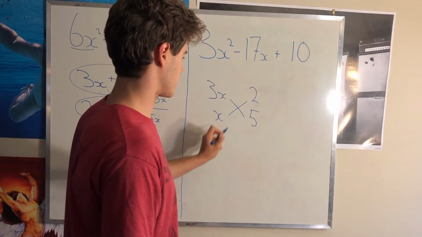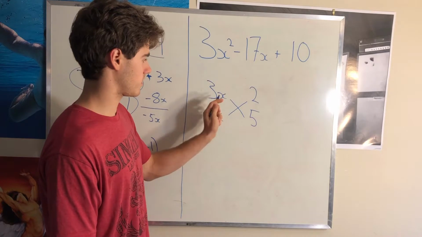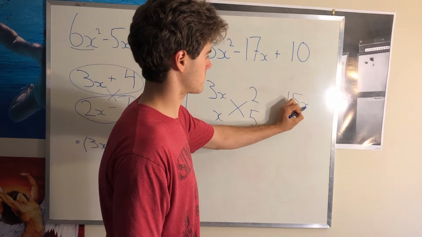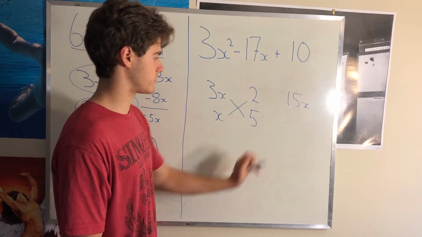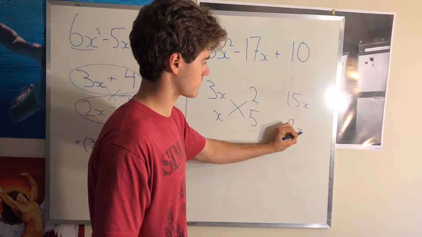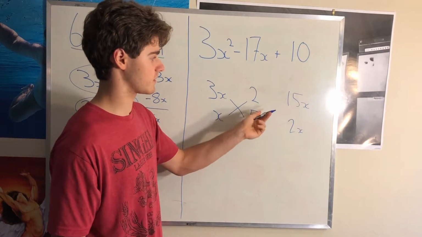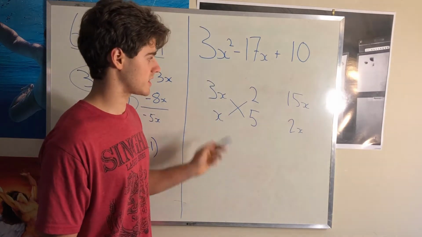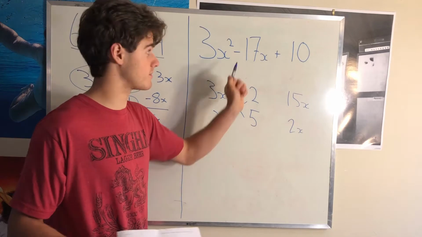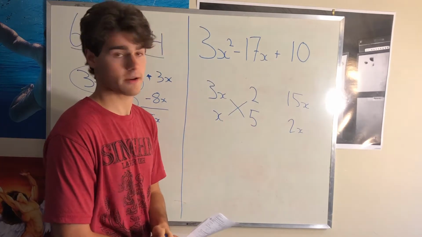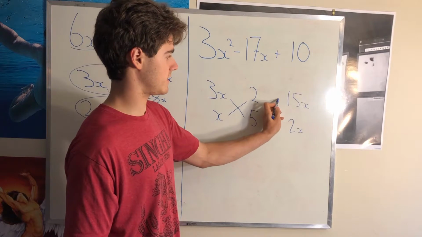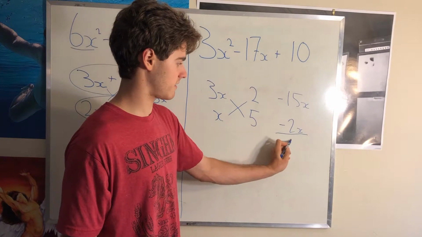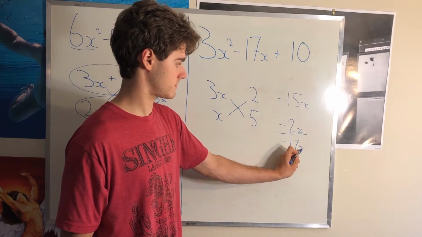We're going to crisscross. So if we multiply 3x by 5, we get 15x. If we multiply x times 2, we'll get 2x. And then we just happen to be lucky here that we can see clearly that negative 15 minus 2 will be negative 17. And remember, the whole point of this is that we want these two numbers to sum to the middle number, right? So we got it first try. What we can do now is we need these to both be negative. Negative 15x minus 2x equals negative 17x, right?